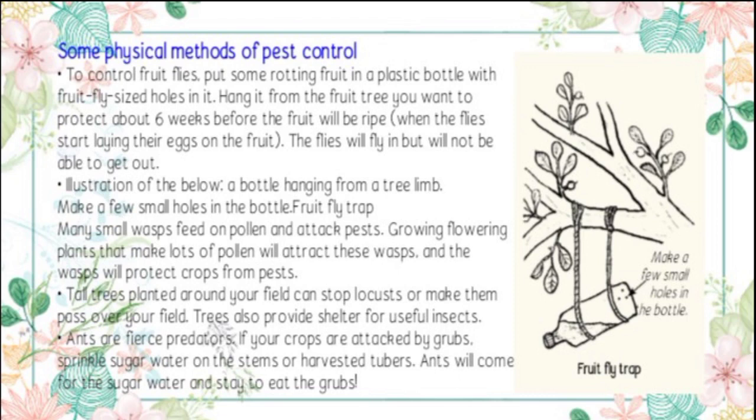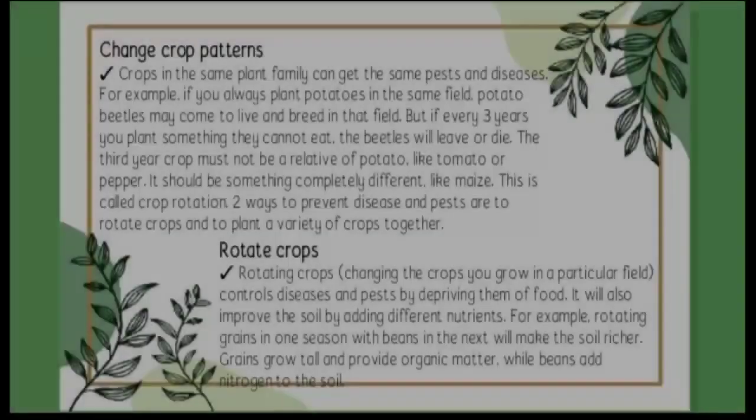Also, tall trees planted around your field can stop locusts or make them pass over your field. Trees also provide shelter for useful insects. So for the ants, they are fierce predators. If your crops are attacked by grubs, sprinkle sugar water on the stems of harvest tubers.